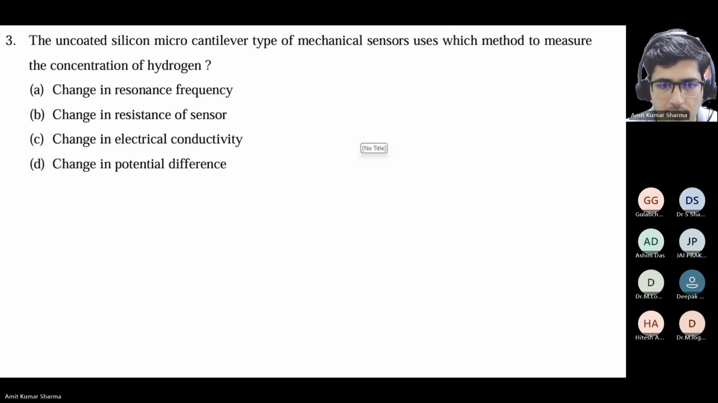And anybody else was there? Who was? I think one more guy was there. Who wants to explain about the cantilever? Anybody else? Okay.